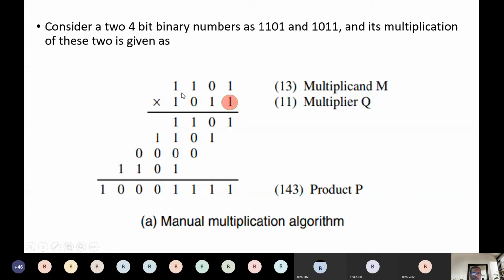And remember, when we multiply two 4-bit binary numbers, the output will be an 8-bit number. That is, if the inputs are n-bit binary numbers, the output will be 2n bits. That's why when 4-bit binary numbers are multiplied, the output is 8-bit. So when 13 into 11 is multiplied, the output we get is this binary number, which in decimal is 143, the product.